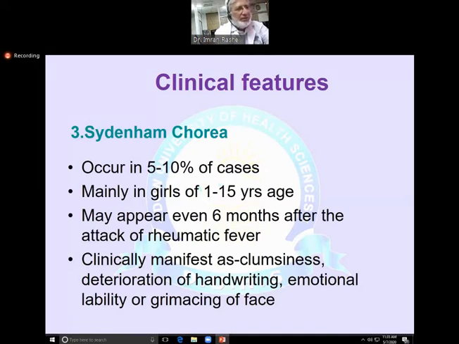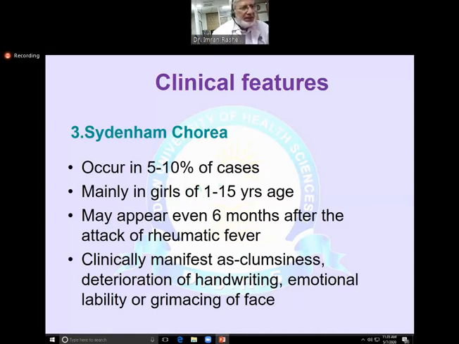So one might have forgotten that the patient has had some sore throat 6 months back, and the patient just comes to you with Sydenham's chorea with involuntary movements taking place. And when you ask the patient, do you have a history of sore throat a few weeks back, they don't recall it, because Sydenham's chorea can occur even after 6 months of the attack of sore throat or rheumatic fever.